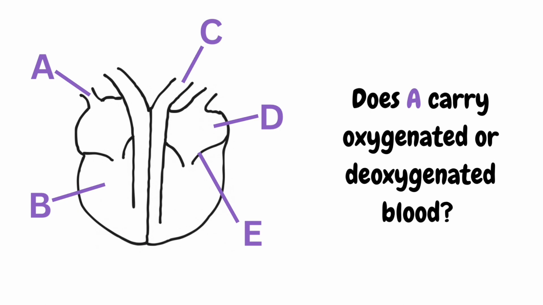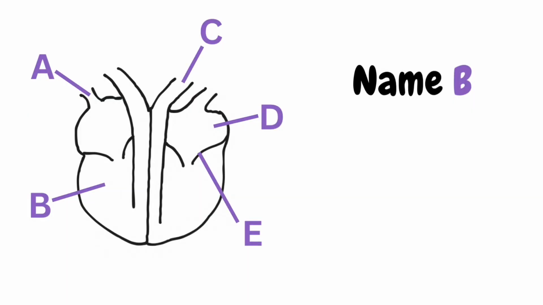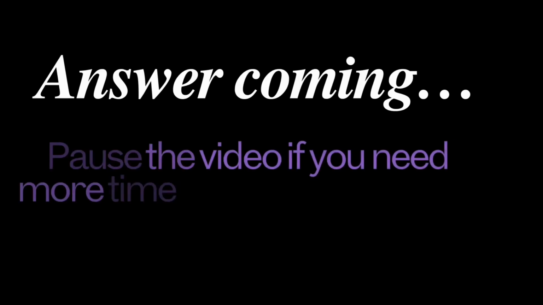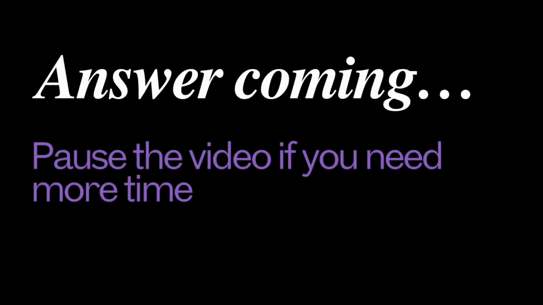Here's your first question. So part A, does that carry oxygenated or deoxygenated blood? Question 2, can you name part B? Question 3, can you name part C? And number 4, can you name part D? And then finally, question 5, can you explain the function or job of part E? The answer's coming up very soon, so pause the video now if you need more time to think.